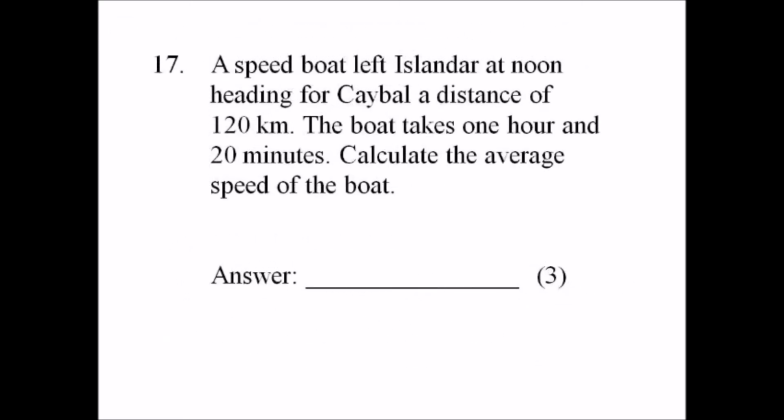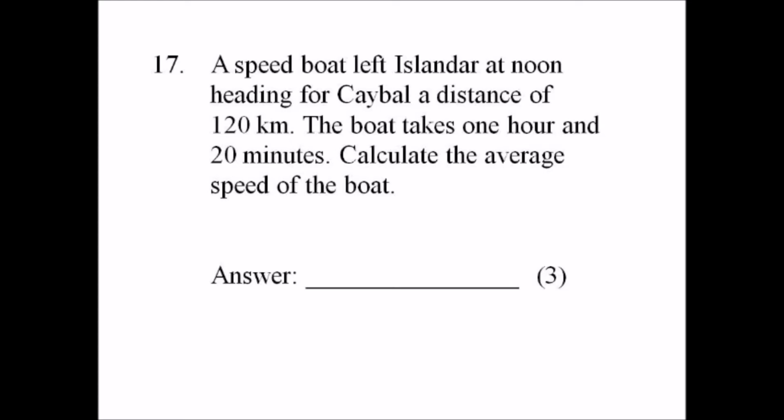Good. 17. A speedboat left Islander at noon heading for Cable, a distance of 120 kilometers. The boat takes 1 hour and 20 minutes. Calculate the average speed of the boat. 3 marks for this one, guys.